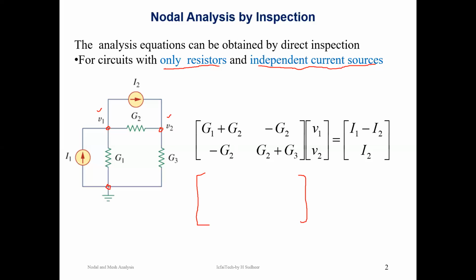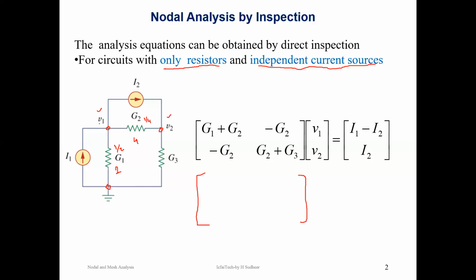Step one is to convert all the resistors into conductances. For example, in a problem, the resistance R1 is 2 ohms. Convert the 2 ohms into conductance by taking 1 by 2. And for example, the resistance R2 is 4 ohms. Convert the 4 ohms resistance into conductance as 1 by 4. In this way, convert all the resistances in a given circuit into conductances.